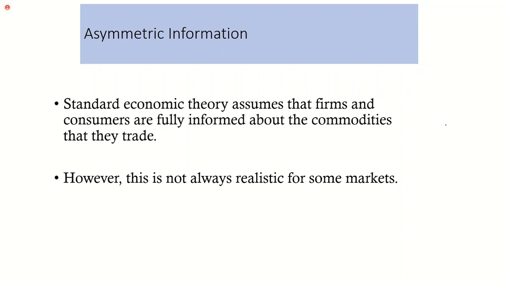Right? So we should be able to trust the label. So trust is also very important, and we see a lot of studies on trust and information economics. Right? So, coming back to asymmetric information.